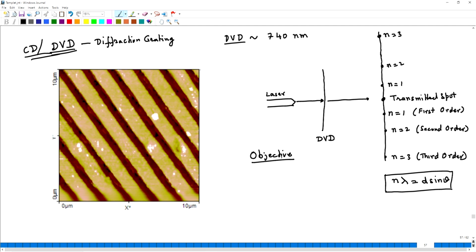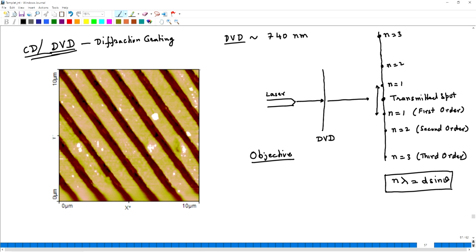The objective of the experiment is to get at least the first order spot and measure the distance of the first order spot from the transmitted beam. So, what we can do is measure the distance between the two first order spots on either side of the transmitted beam, and this distance can then be divided by 2 to get the distance between the first order spot and the transmitted beam. And what do I do with that?